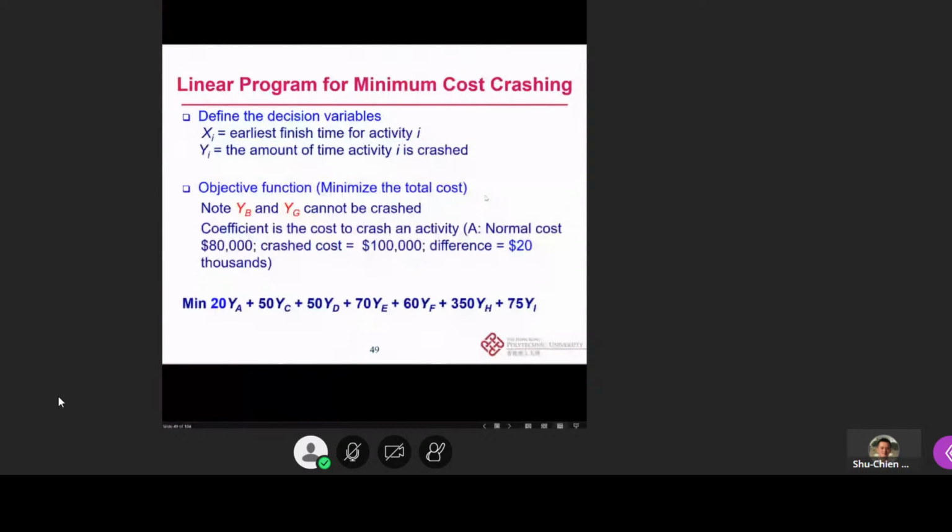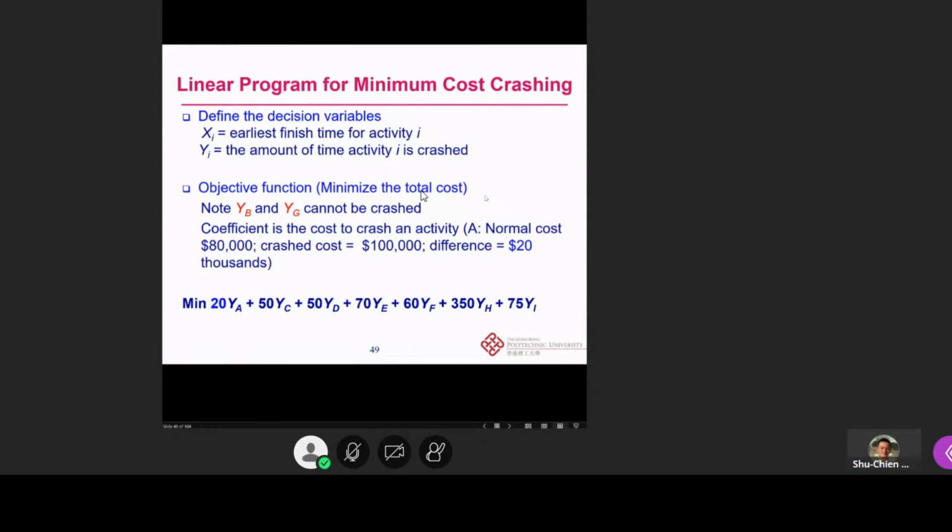But the difference is that now we would like to use linear programming to minimize the crashing. So we can define some decision variables. The xi is the earliest finish time for activity i, and the yi is the amount of time activity i is crashed. So we can write down the objective function to minimize the cost.